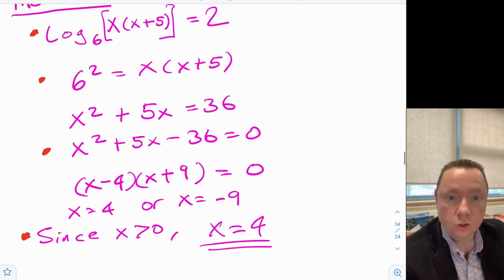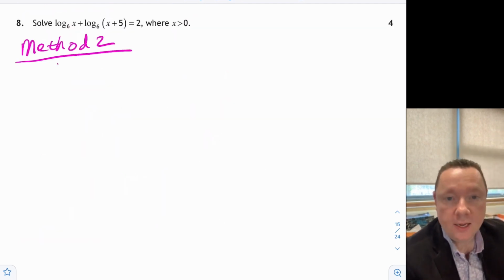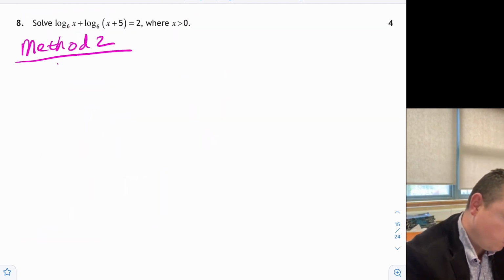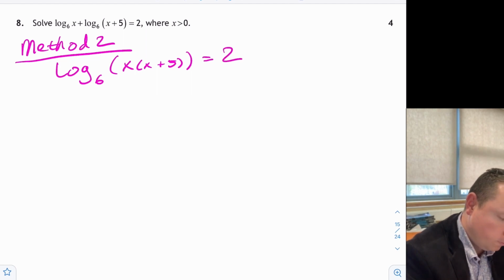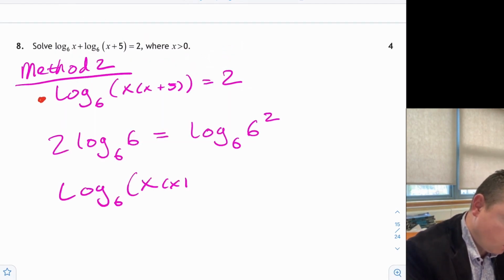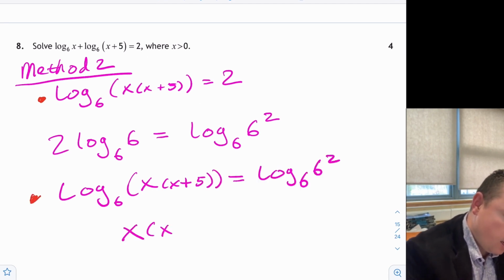Let's look at method 2. Method 2 starts the same way. We apply the same rule as before, so we write log base 6 of x bracket x plus 5 equals 2, and we get our first mark. The log base 6 of x plus 5 equals the log base 6 of 6 squared, because remember, log base 6 of 6 is 1, so that is 2. And that would give us our second mark.